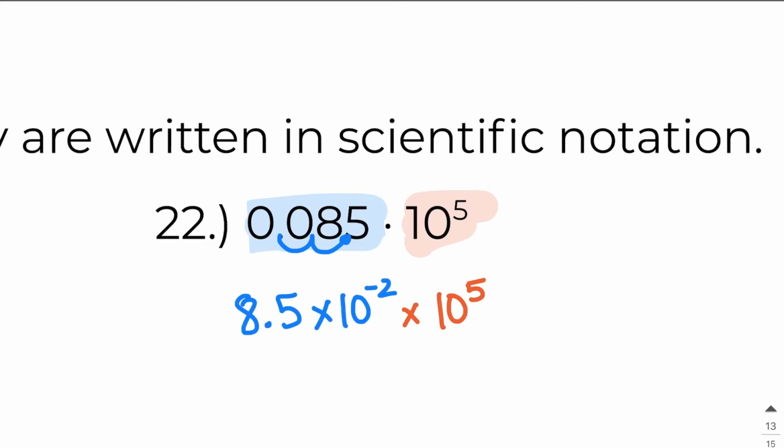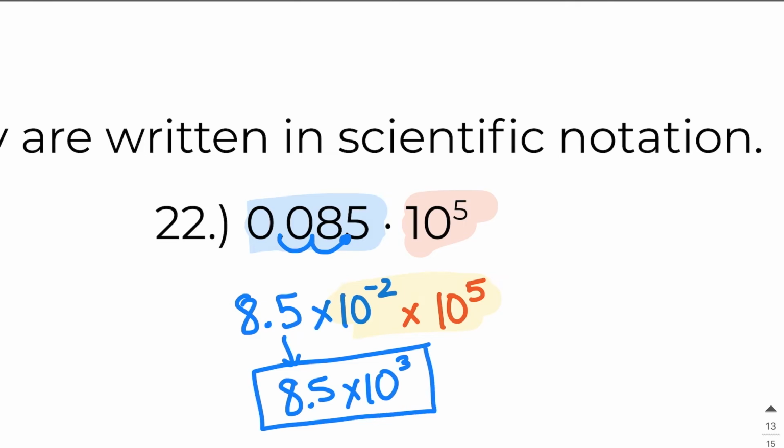And here we have the same base, so we can just add our exponents. So I end up getting 8.5. I just copy that down. And this becomes times 10 to the power of 3, because negative 2 plus 5: team negative won the 2 points, team positive won the 5 points, team positive won by 3 points. So negative 2 plus 5 is 3.